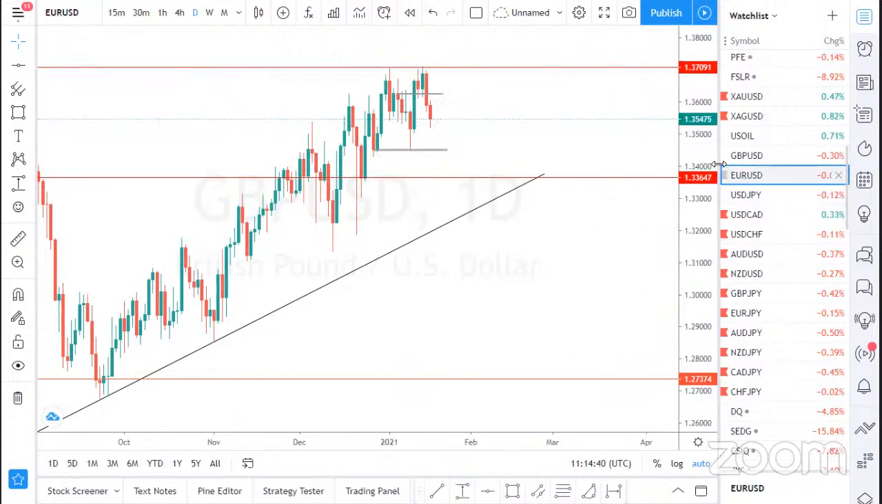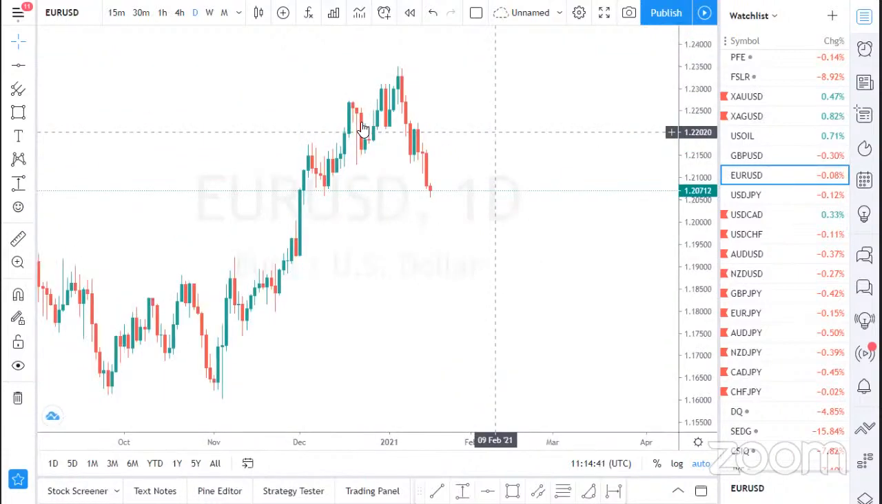So let's check the euro as well. The euro is currently trading in a bearish downward trend.